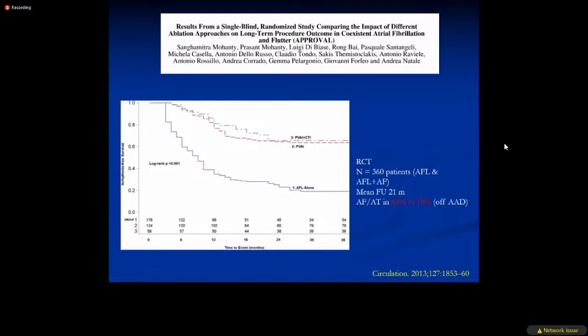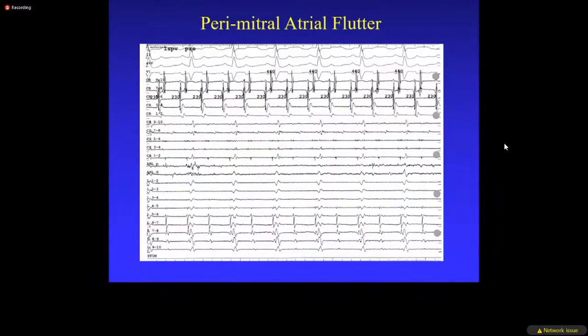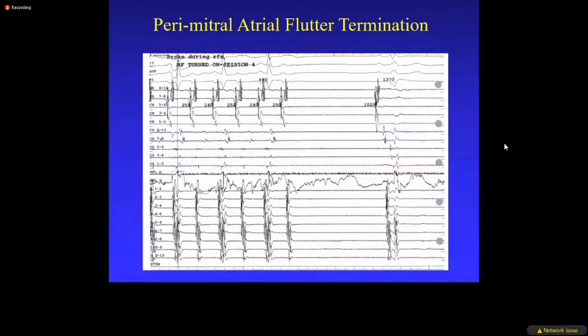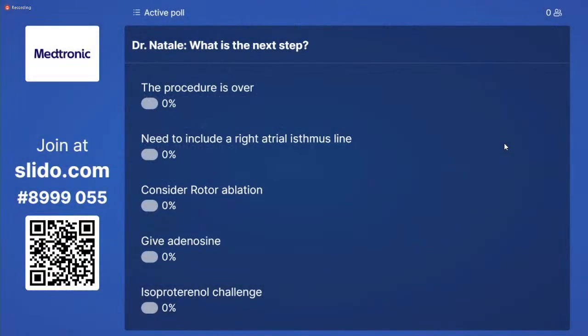Another case: a 46-year-old female with paroxysmal fibrillation who had 5 previous ablations at different institutions without resolution of her symptoms. She presented with perimitral flutter. The physician who referred her told me, you might want to ablate the perimitral isthmus because that's what I think she has. All the PVs and the posterior wall were silent after the atrial flutter was terminated. So here the flutter was terminated, and look at the CS, this patient already had extensive ablation before. So again, is that the end? What are you going to do next? By now you should know the answer.